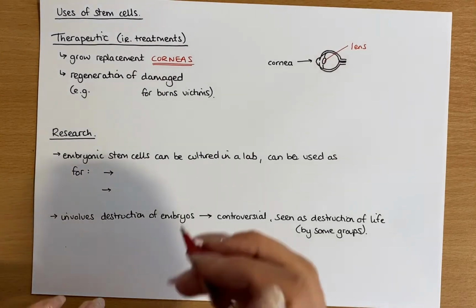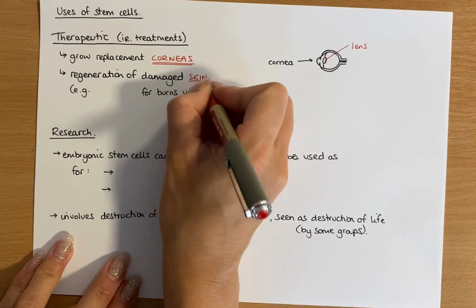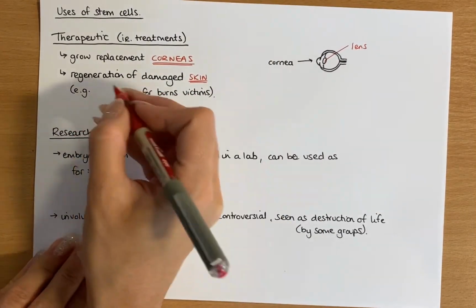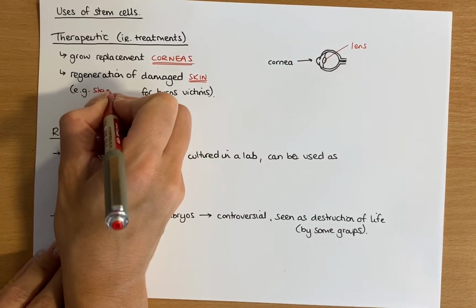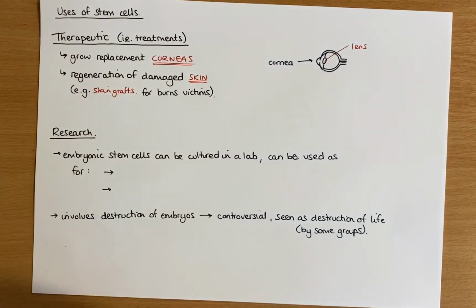What can also happen is we can regenerate damaged skin, and that allows us to provide skin grafts for people with burns. There are other potential uses, or uses that have been trialled so far, such as allowing repair of spinal cords for people with spinal cord damage. But the main therapeutic uses at the moment are replacement corneal tissue and regeneration of damaged skin.